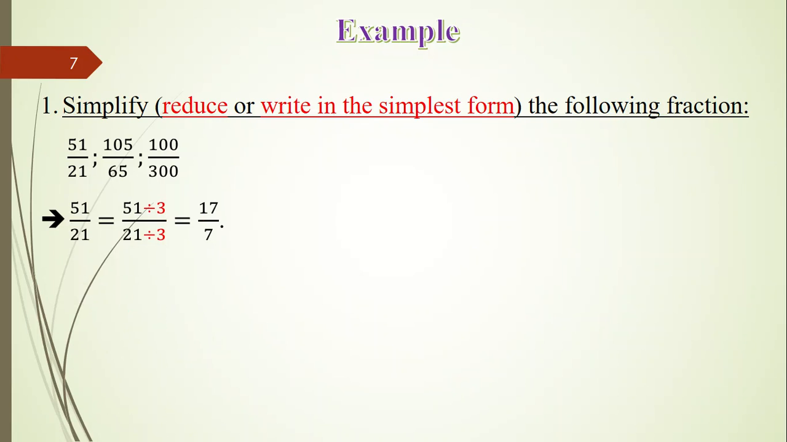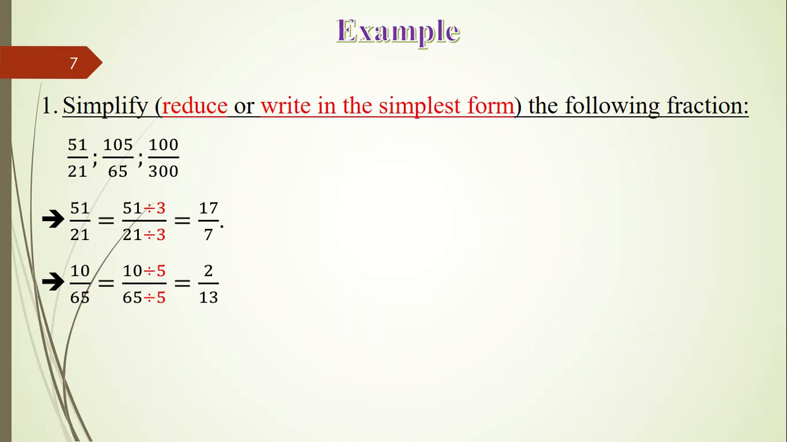As we can see that 51 is divisible by 3 and 21 is also divisible by 3. So 51 and 21 have a common divisor which is 3. So 51 divided by 3 is equal to 17 and 21 divided by 3 is equal to 7. 17 over 7 is an irreducible fraction.